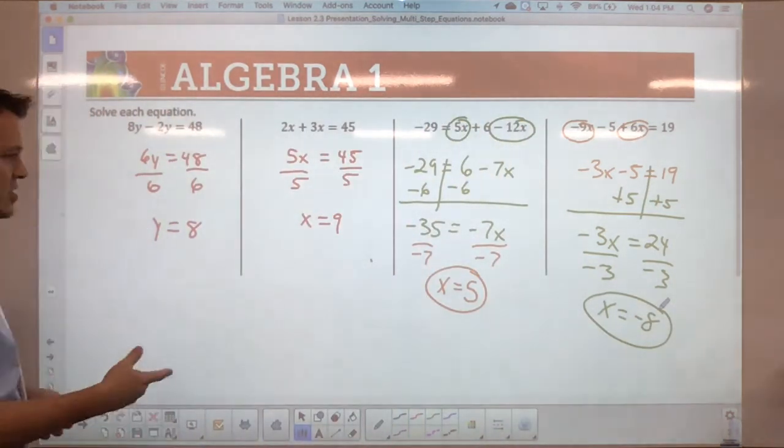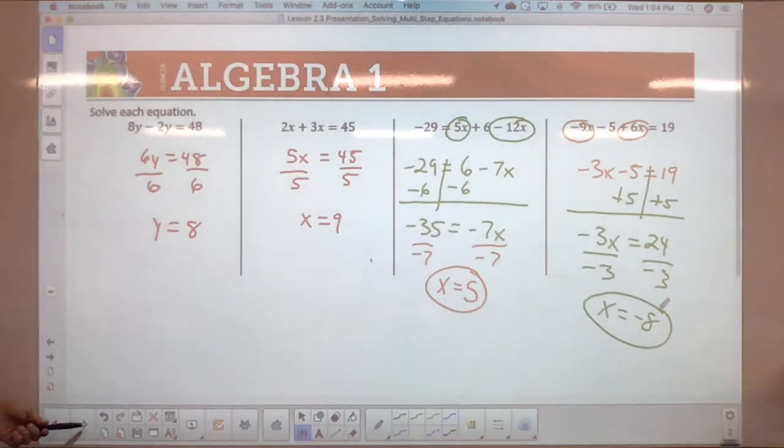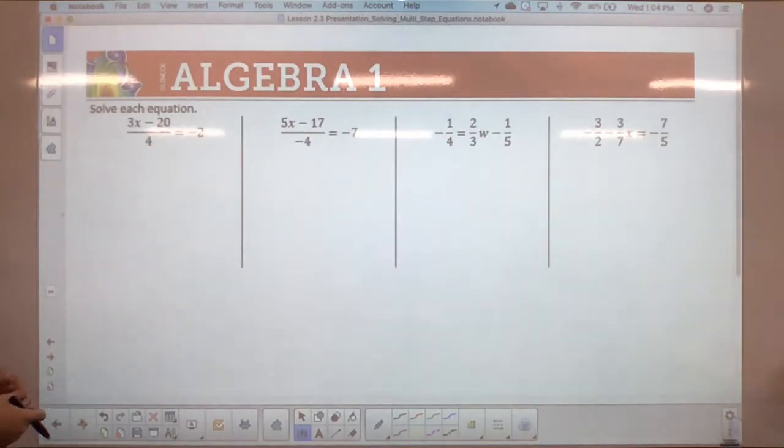All right, so make sure as you guys are going through this that you take your time, see what you can eliminate first, and see what you can combine.